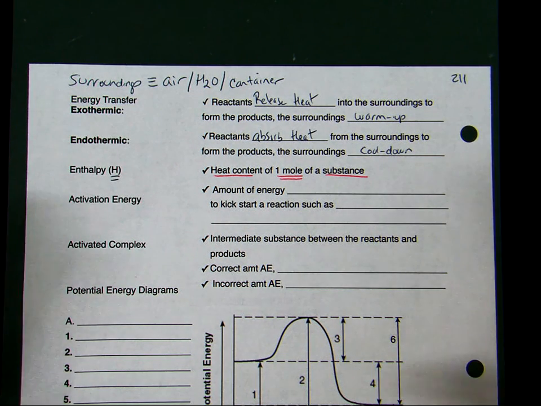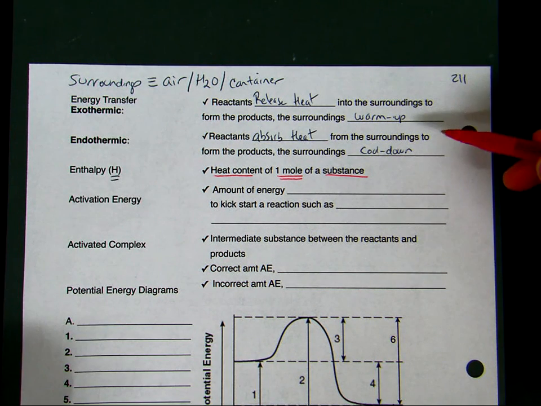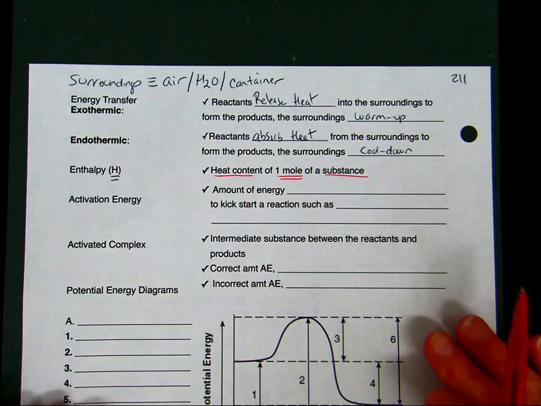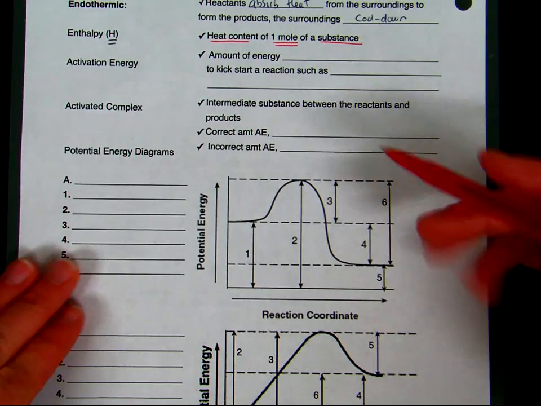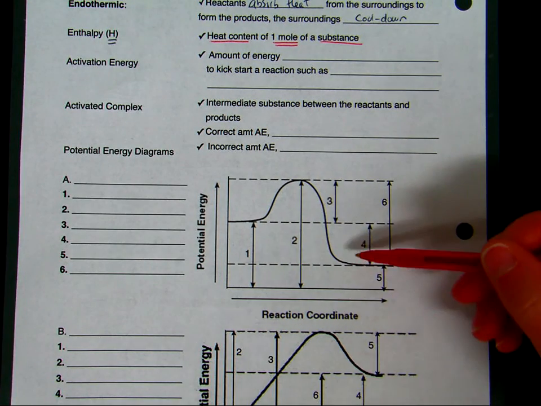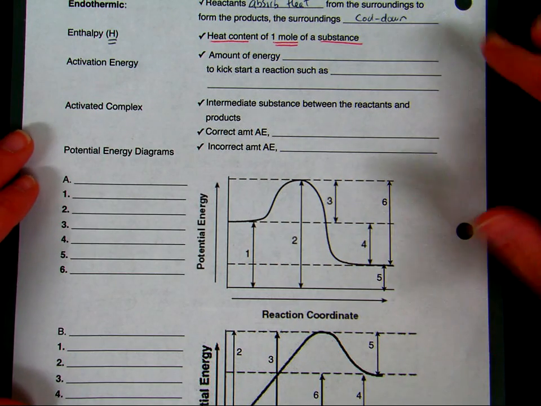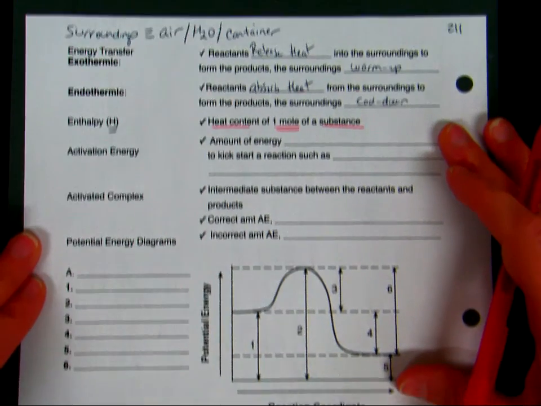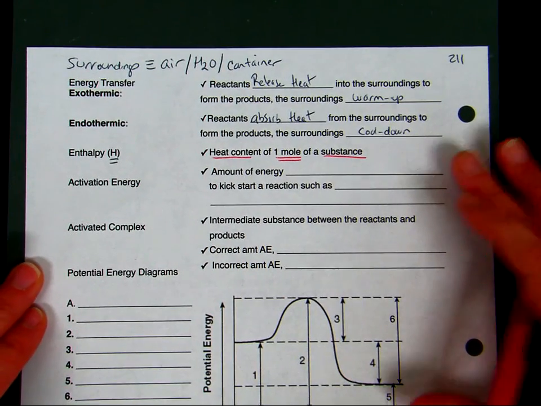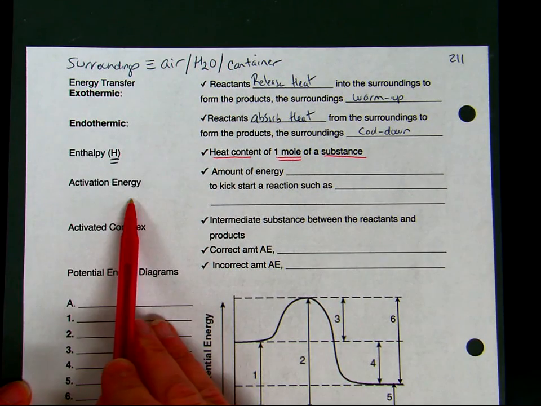So now we have to take these ideas of exothermic and endothermic and finish up these ideas of potential energy diagrams, which we started working with earlier in the year. To do that, I need to introduce a couple more terms. So here's this term, activation energy.